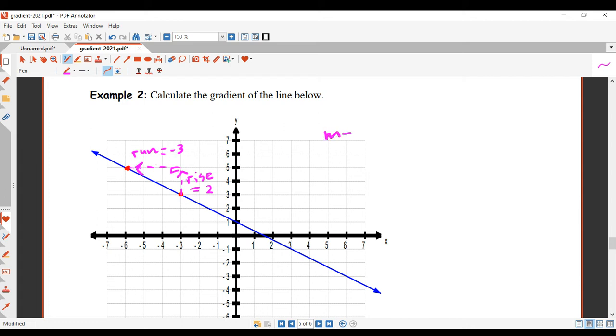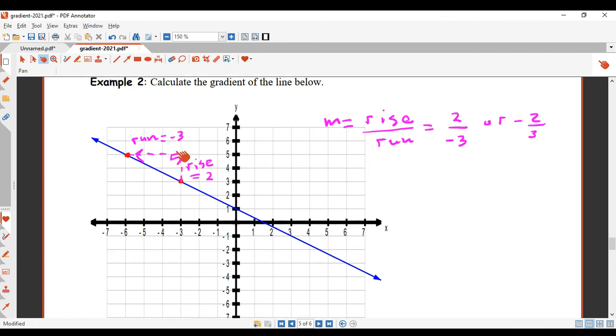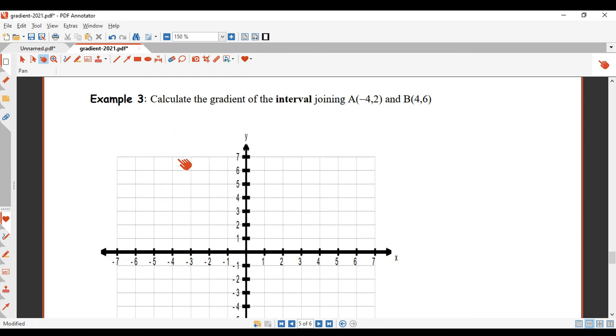So the slope of that line, write the formula down, rise over run. Rise is 2, and the run is -3. So your answer is, you could put that negative sign anywhere you want, it's -2/3. Okay, and again, you'd have been expecting to get a negative value because that line is sloping down from left to right, so it's a negative slope. Okay, let's move on to the next one.